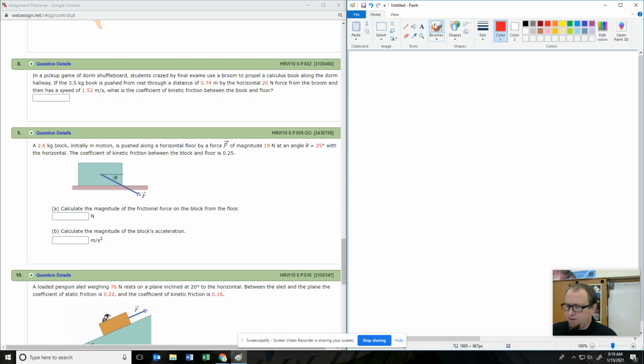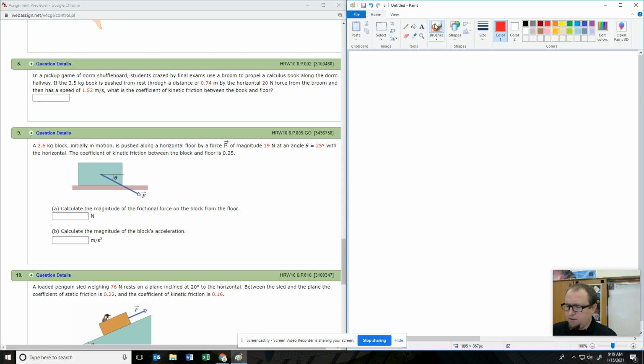The mass is 3.5 kilograms. Okay, I'm just writing down information. It travels a distance of 0.74 meters, pushed by a horizontal force of 20 newtons, and then has a final speed of 1.52. What is the coefficient of kinetic friction between the book and the floor?